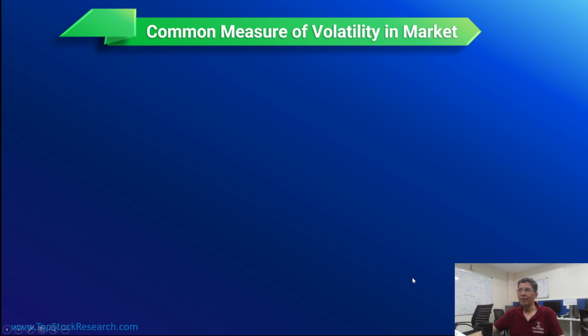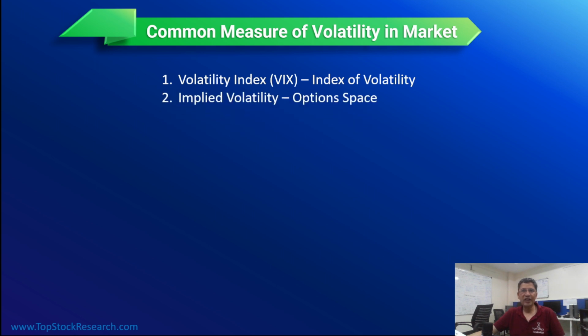Okay. Common measures of volatility. I'm sure a lot of you have been hearing the term VIX index, which we see in the market. That's a measure of volatility. Another volatility we keep hearing about in the options world is implied volatility. Implied volatility generally tells you about future volatility.